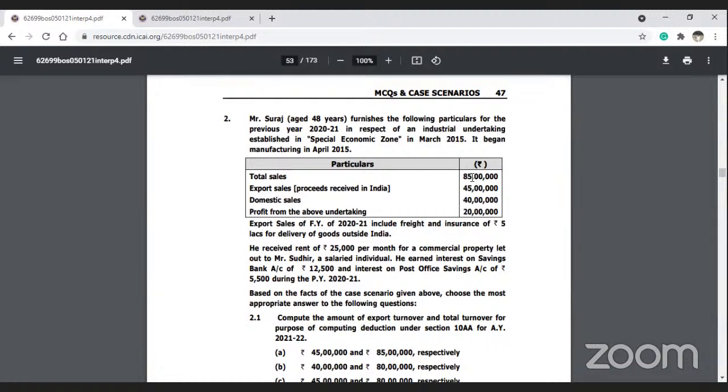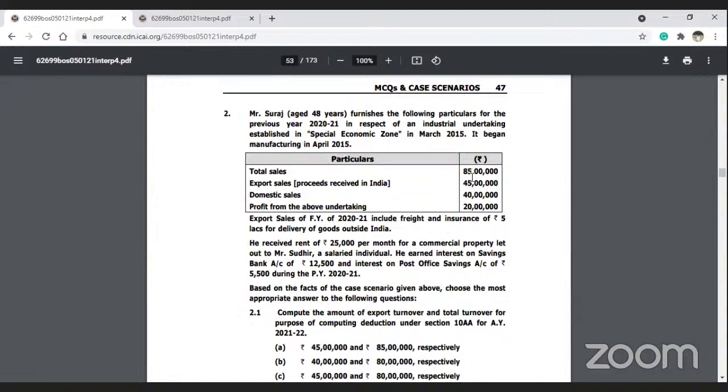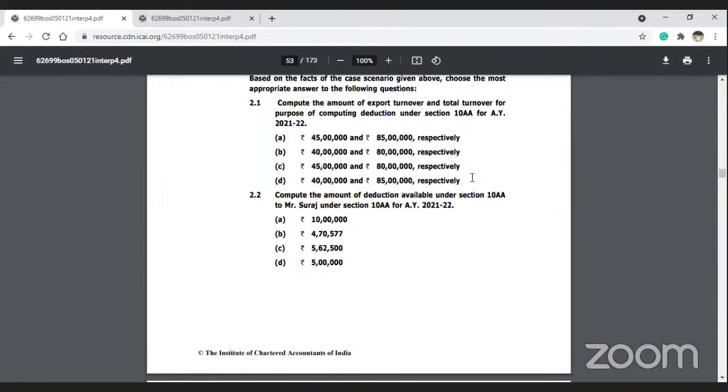So that will be 0.5 into 20 lakhs profit. Okay. 20 lakhs into 40 lakhs upon 80 lakhs. Take the answer. 10 lakhs. Yes, 10 lakhs.